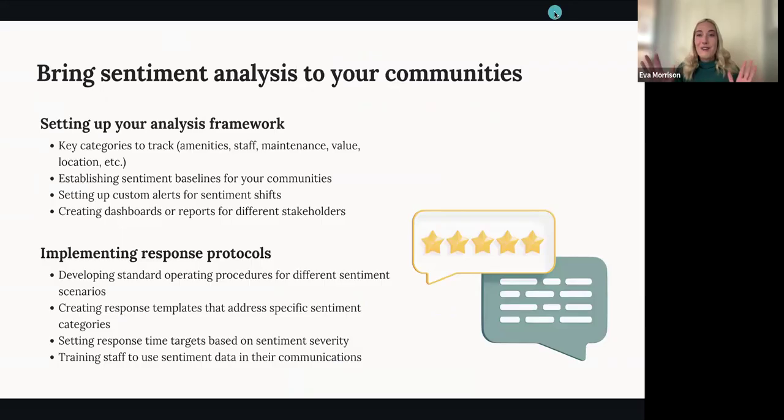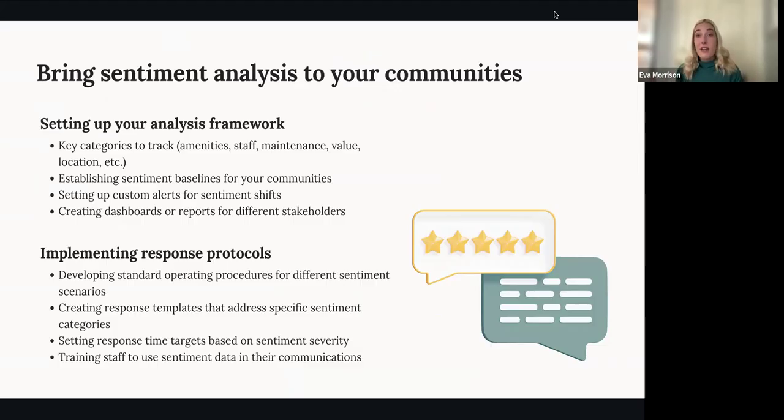So hopefully you're sold on the value of sentiment analysis and some of the things it can do here, but you might be wondering, this is awesome, how do I actually start using this at my communities and bring this to my team? There are a couple of key early steps that we really advise everybody to take.